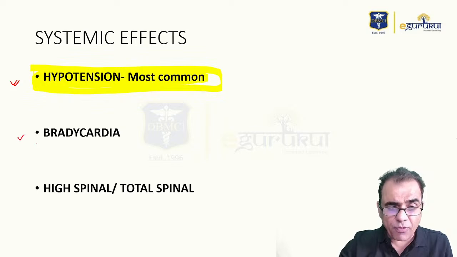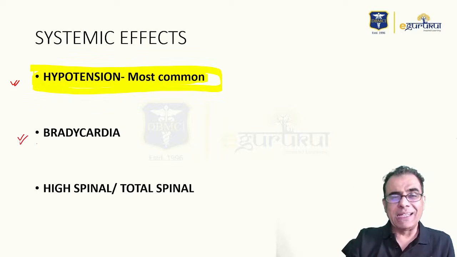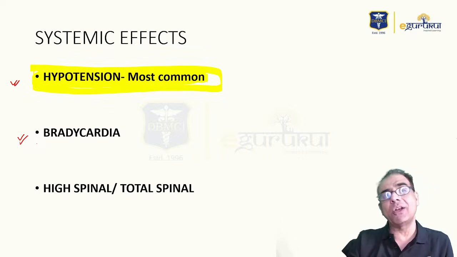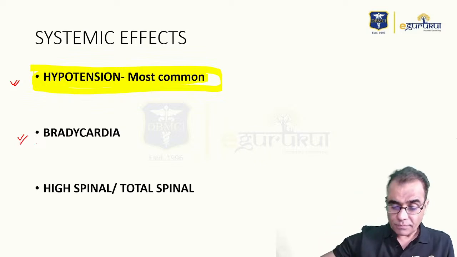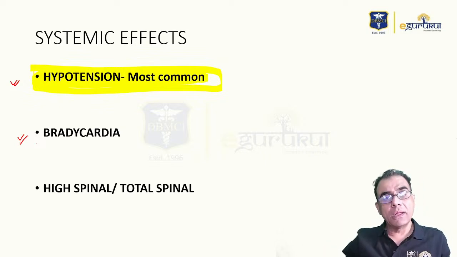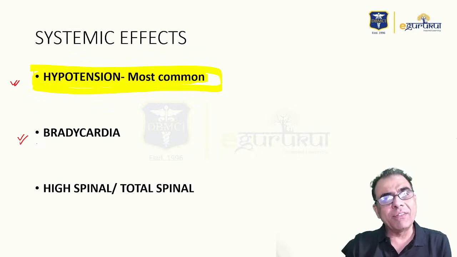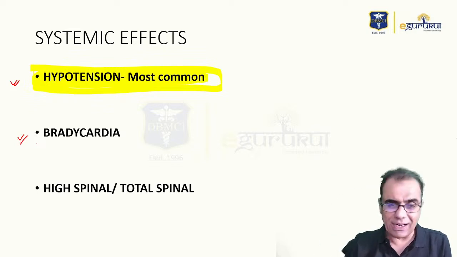Then there can be profound bradycardia. Normally, you know, with hypotension there occurs reflex tachycardia. But here, in spite of hypotension, we see bradycardia. Why? Because you have caused sympathetic block. So sympathetic block will lead to cranial parasympathetic overactivity, which will lead to bradycardia.